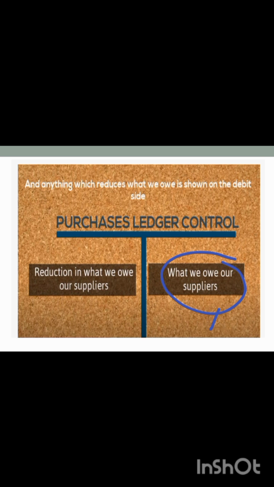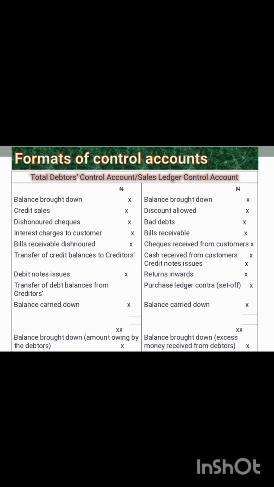All right, let's look at the nature of the transactions here, and then the format proper. We have the balance brought down, we have the credit sales, we have dishonored cheque at the debit side, we have interest charged to customers at the debit side of total debtor control account. We have bill receivable dishonored, we have transfer of credit balance, and all of that.